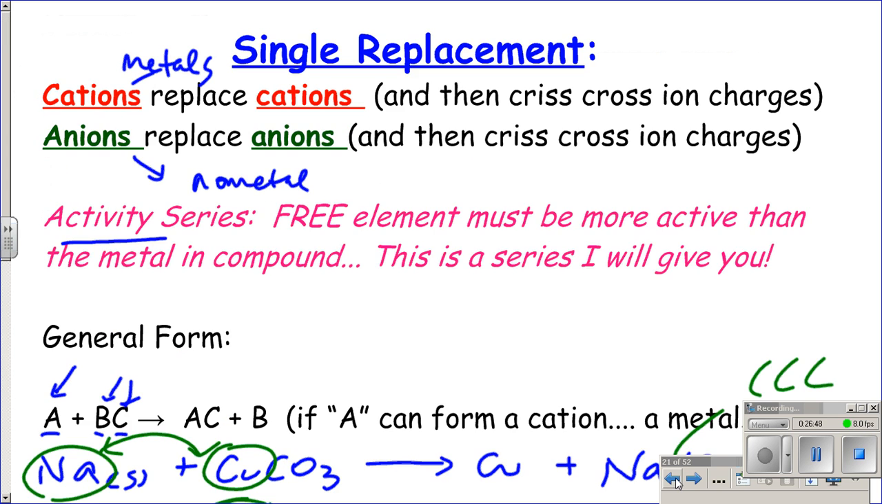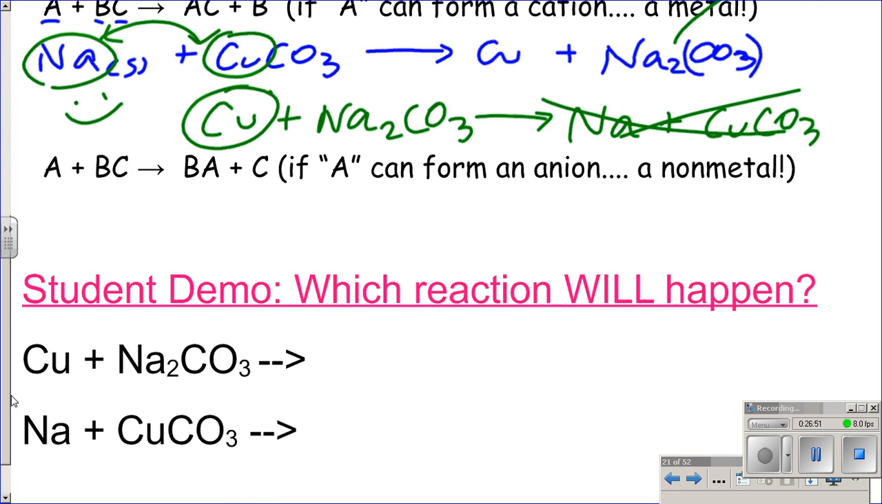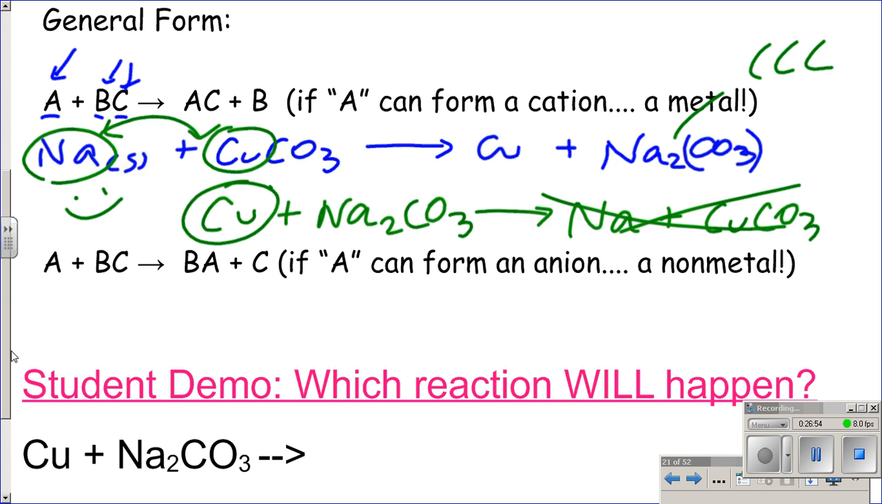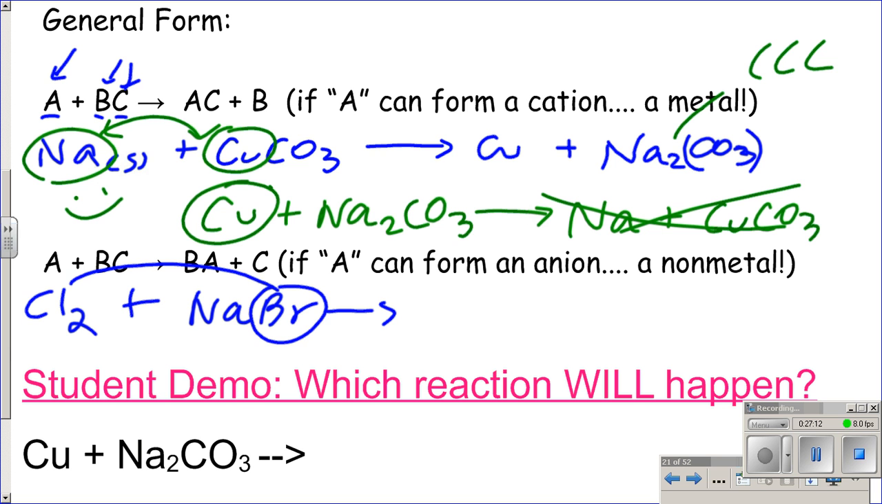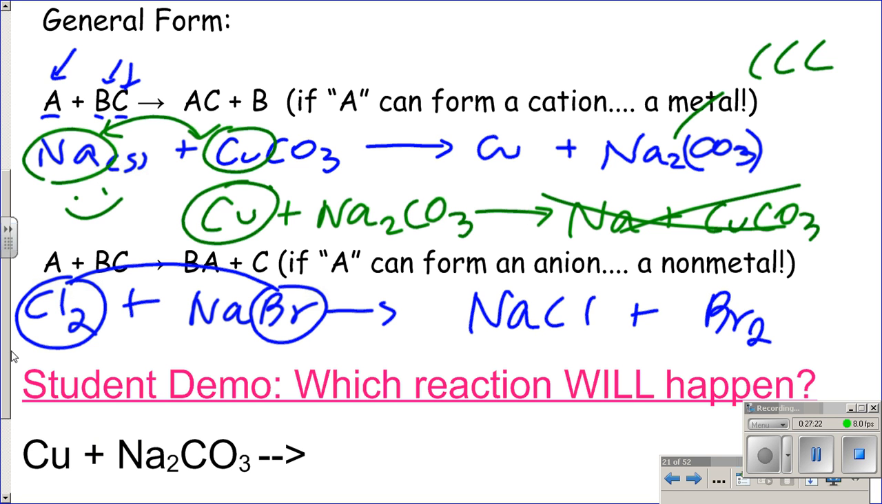Okay, so the last type of example is non-metal, non-metal. Anions replace anions. So let's do chlorine gas plus sodium bromide. What would replace what? Chlorine would replace bromide. Right, so chlorine is a non-metal. It should be replacing bromine. So what should form? Sodium chloride and bromine diatomic gas, yeah? It's liquid, but whatever. Okay, so this one should form.